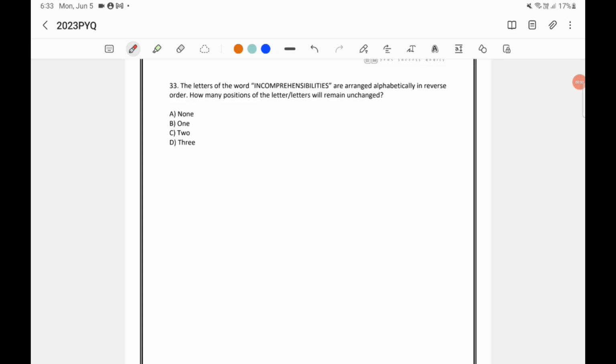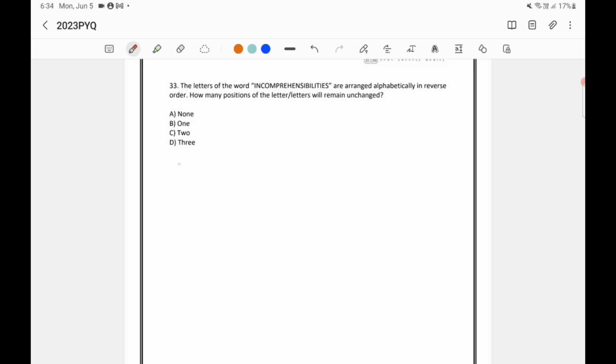The letters of the word "incomprehensibilities" are arranged alphabetically in reverse order. How many positions of the letters will remain unchanged? So if you see this question, this is actually a very big word, and there are possibilities of getting confused also. So just keep calm and try to answer this question.